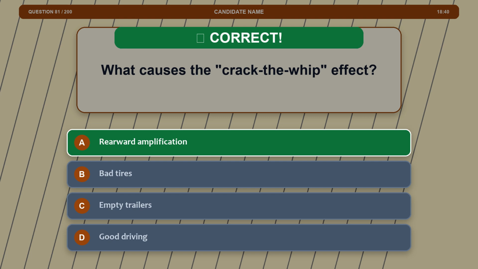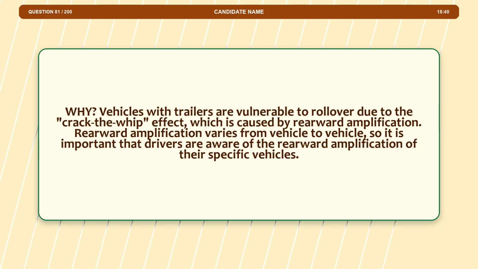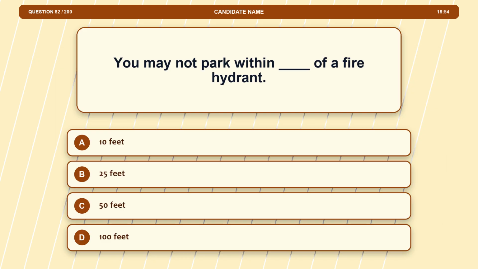The correct answer is option A, rearward amplification. Explanation. Vehicles with trailers are vulnerable to rollover due to the crack-the-whip effect, which is caused by rearward amplification. Rearward amplification varies from vehicle to vehicle, so it is important that drivers are aware of the rearward amplification of their specific vehicles.